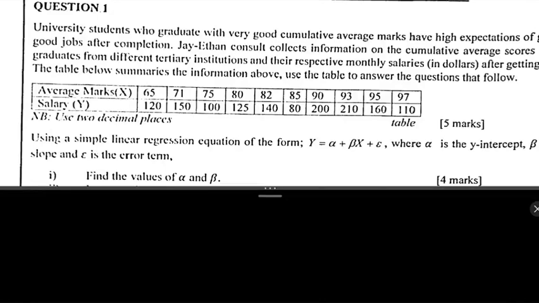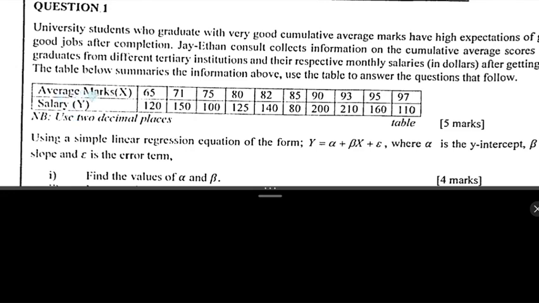In today's video, we are going to take a question on correlation and regression. As you can see on the screen, I'm about reading. University students who graduate with a very good cumulative average mark have high expectation of getting good jobs after completion. Gene Etten Consult collects information on cumulative average scores for graduates from different tertiary institutions and their respective monthly salaries in dollars after getting a job. The table below summarizes the information above. Use the table to answer the questions that follow.